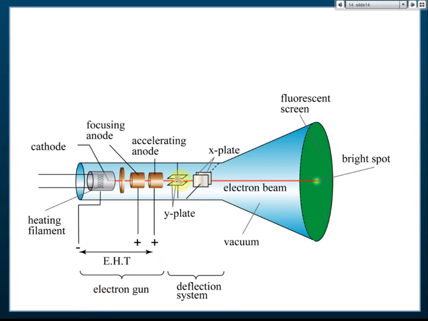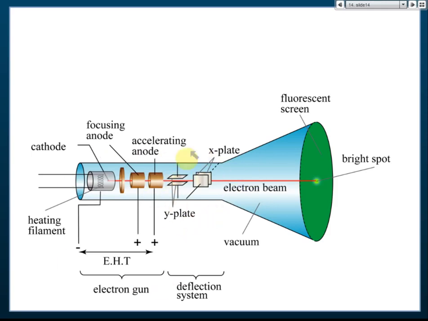So this is the electron gun. From the heating filaments to the accelerating anodes, this is the electron gun. The function of the electron gun is to produce the cathode ray, a beam of cathode ray. The red one is the cathode ray. This electron beam is the cathode ray. So the function of the electron gun is to produce a cathode ray.